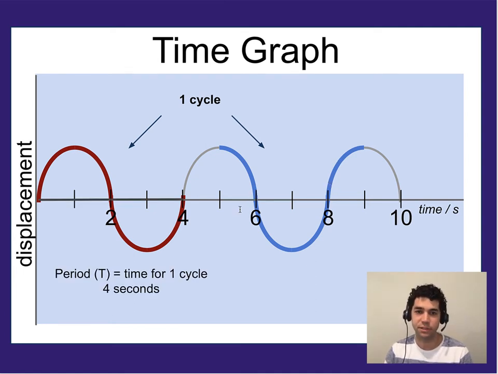So I just mentioned this, but period, the time for one cycle, we can tell it from a time graph. Now, frequency doesn't necessarily get listed on the graph, but remember that frequency is just 1 over the period. So if you can figure out the period from a graph, then you can immediately figure out the frequency from the graph.